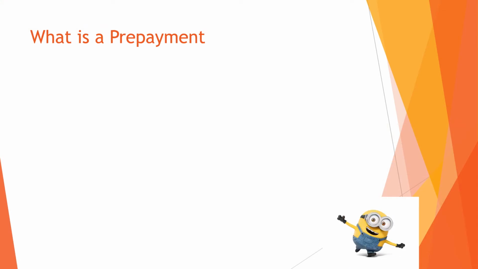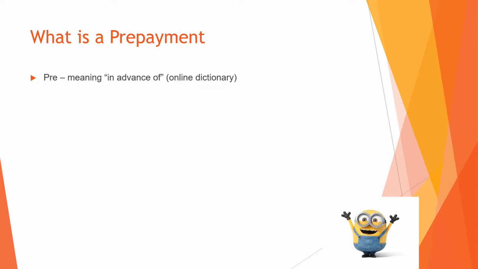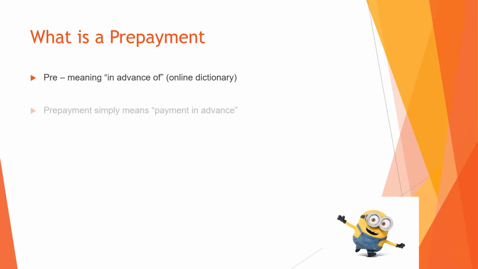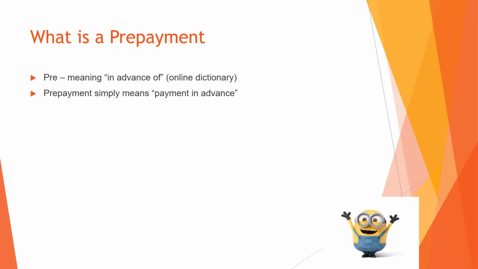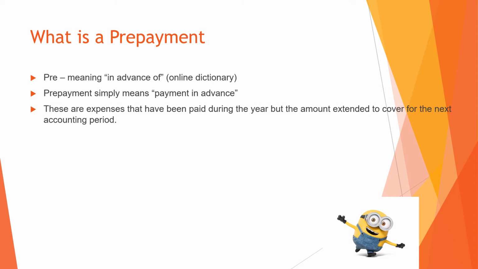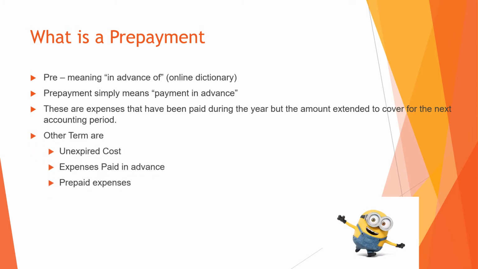What is a prepayment? Pre meaning in advance of. Prepayment simply means payment in advance. These are expenses that have been paid during the year, but the amount extends to cover for the next accounting period. Other terms that are used are unexpired cost, expenses paid in advance, and prepaid expenses.